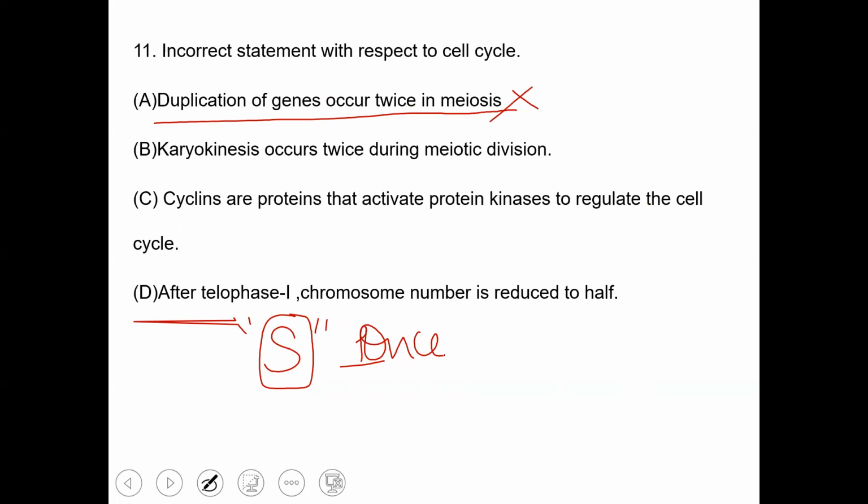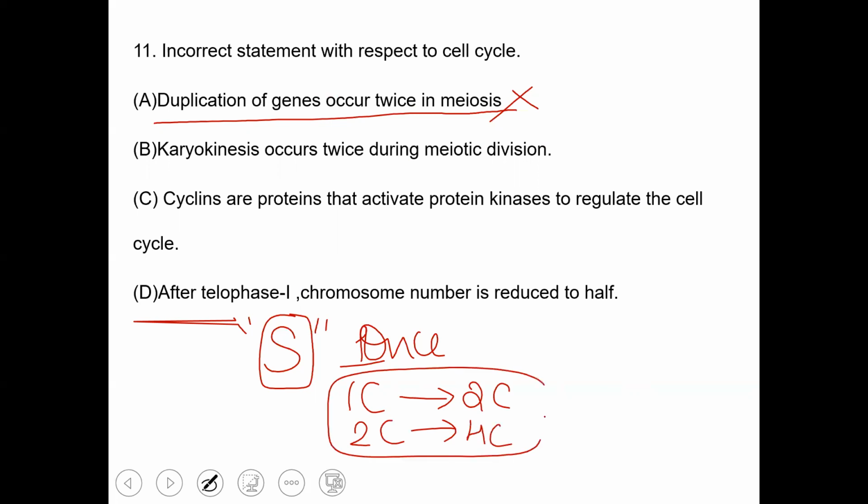Okay, so that means 1C cannot become 2C, and 2C cannot become 4C, in only the S phase. Here the statement is duplication of genes occurs twice. This is one time, this is one time. So it cannot be possible. So it is only either 1C becomes 2C or 2C becomes 4C. The rest of the statements are true, because karyokinesis occurs twice during meiotic division. Yes, cyclins are proteins that activate protein kinases to regulate the cell cycle. Yes, after telophase 1, the chromosome number is reduced to half because it is undergoing meiotic division.